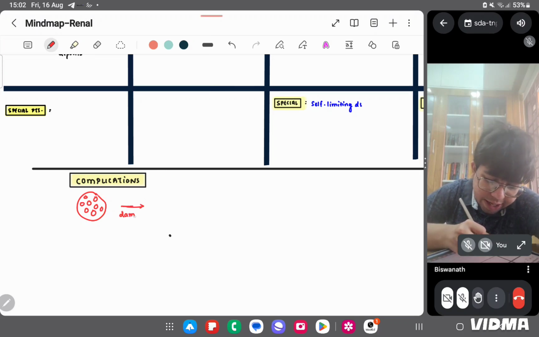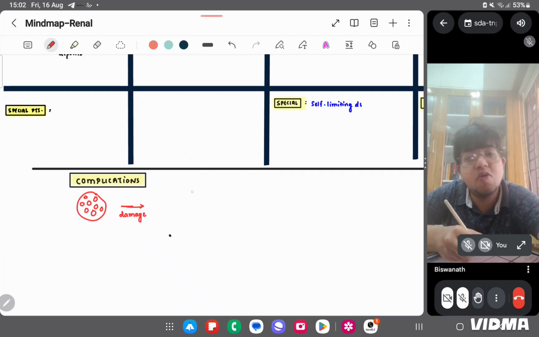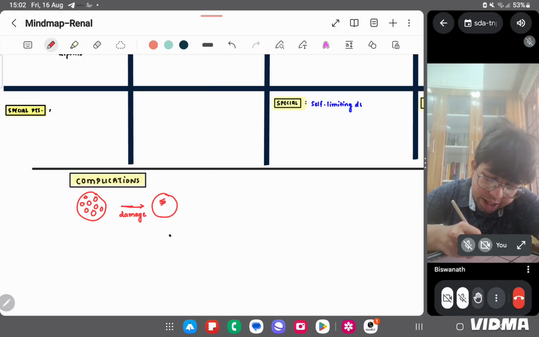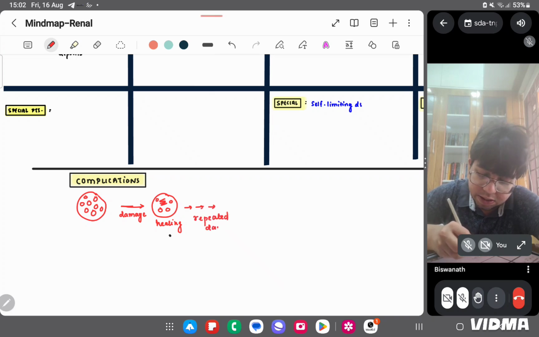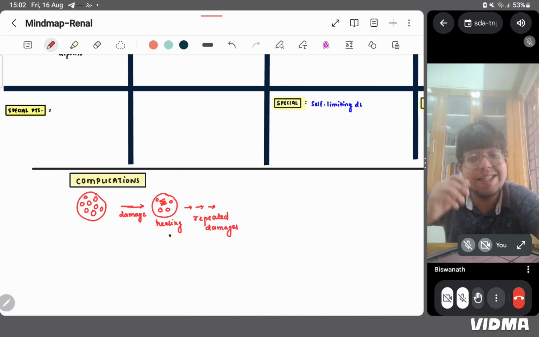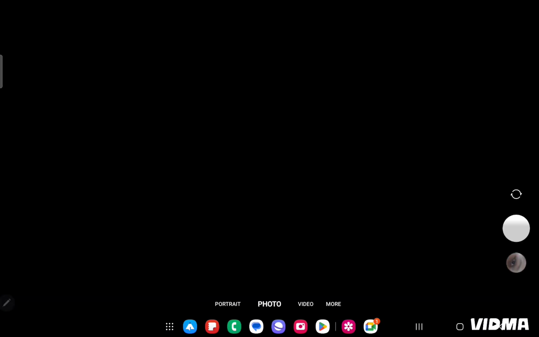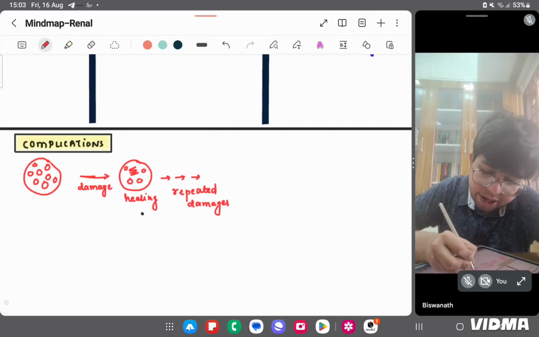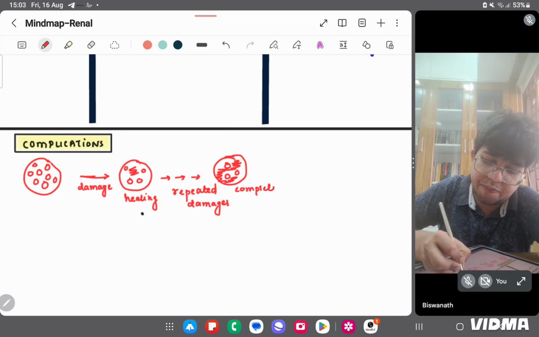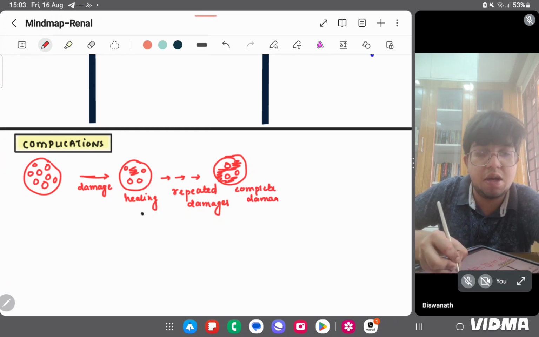So if there isn't any damage, what will happen? There will be healing by fibrosis. But if there is repeated damage, there will be healing by fibrosis on repeated damages. There is a severe damage. There is a complete damage. Okay, there will be a complete damage like this.